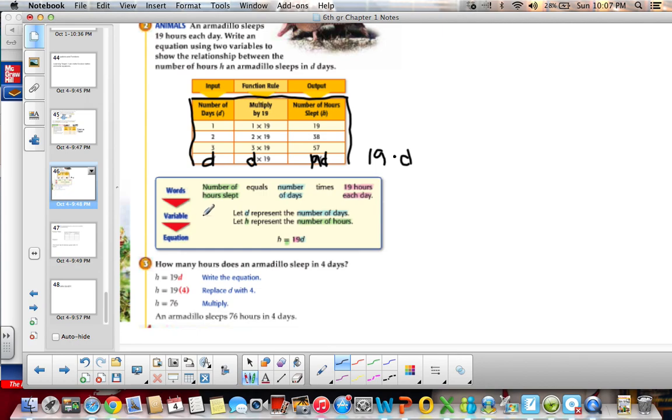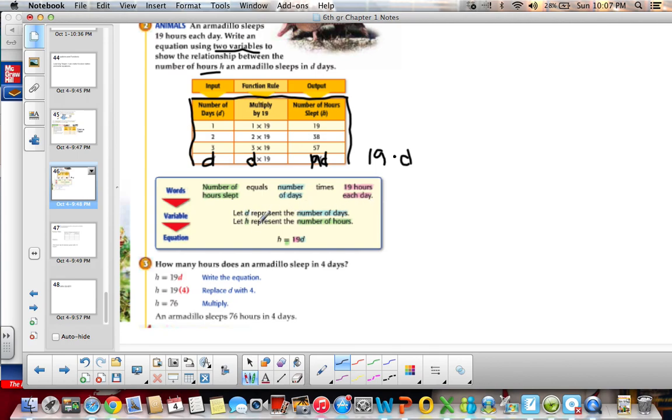Okay, so we want to write an equation. It says using two variables. Remember, our variables are our letters that stand for our unknown quantity, to show the relationship. So we want to know after how many days, D days, how many hours H will the armadillo have slept. So we know that the number of hours slept, our total number, equals the number of days, which is D, times 19 hours each day.